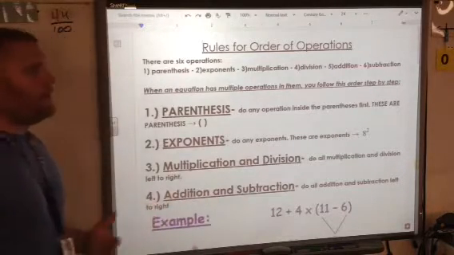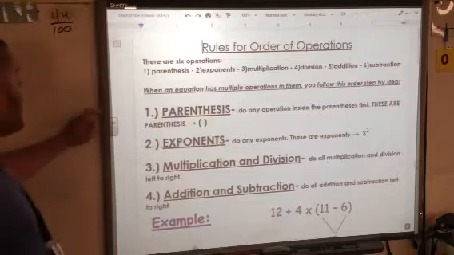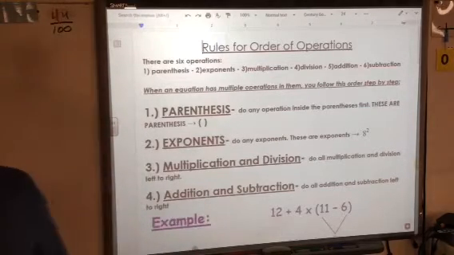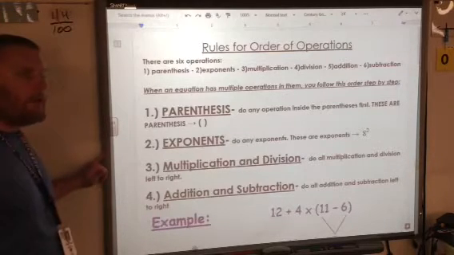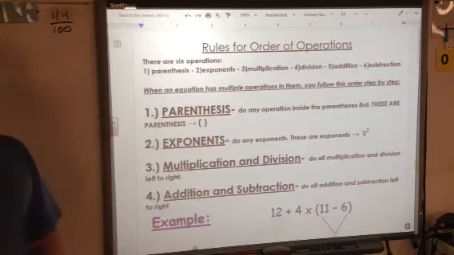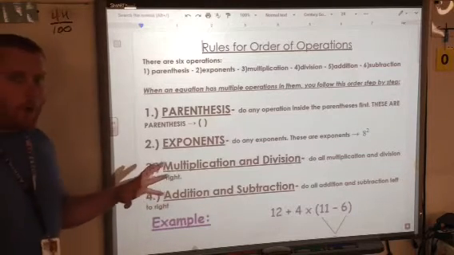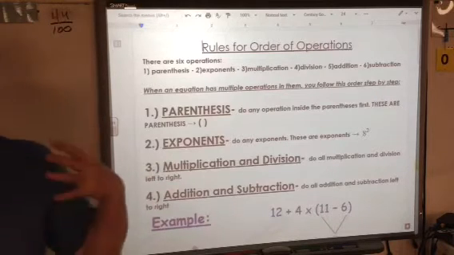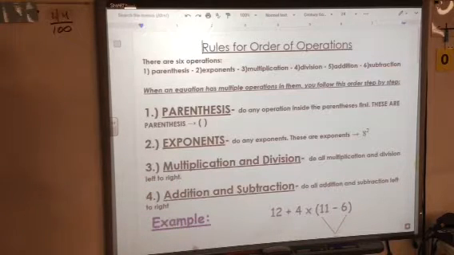In order of how we solve various equations as well as expressions, we know that we have to do parentheses first. Whatever is inside parentheses, that's what we take care of and perform first. Second is exponents. Third is multiplication and division. Those fall in the same order. Like I've said before, if we have multiplication and division in the same equation, you have to perform it left to right.